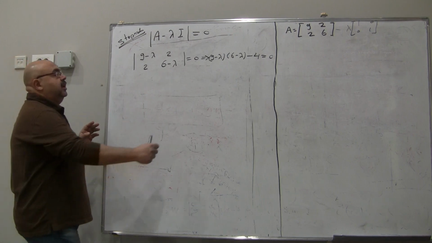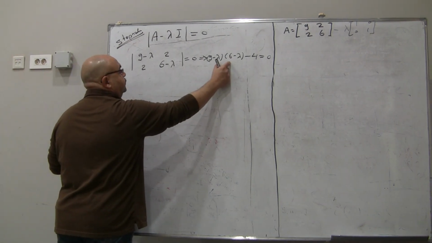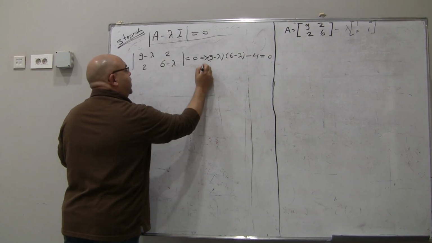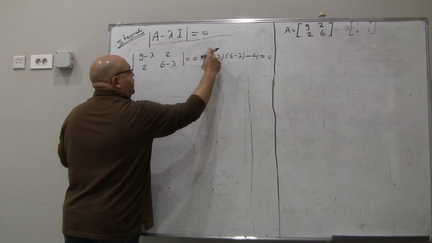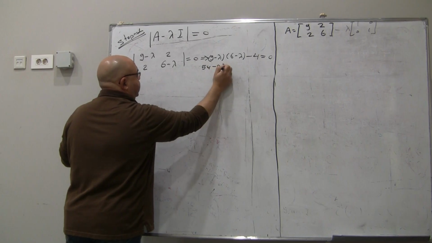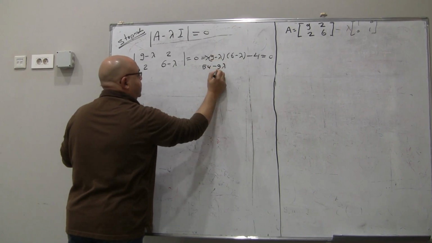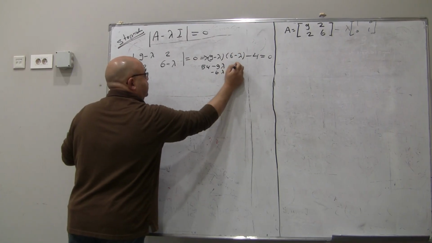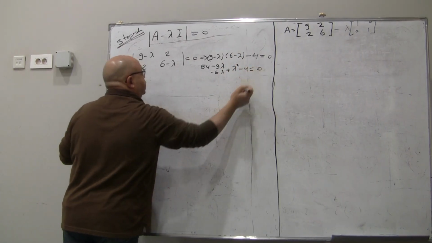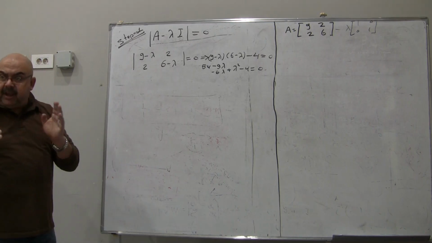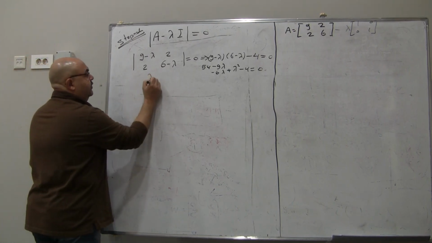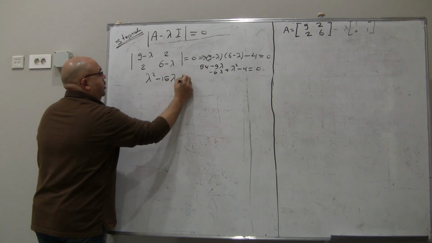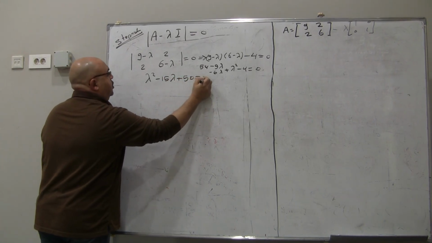Now, try to expand this equation, which is going to be 9 times 6, which is 54. Then 9 minus lambda, minus 9 lambda, 6 minus lambda, so it's going to be negative 6 lambda. Negative lambda times negative lambda is going to be lambda squared. Then I have my negative 4 equal to 0. Gathering and rearranging, you will have lambda squared minus 15 lambda plus 50, equal to 0.